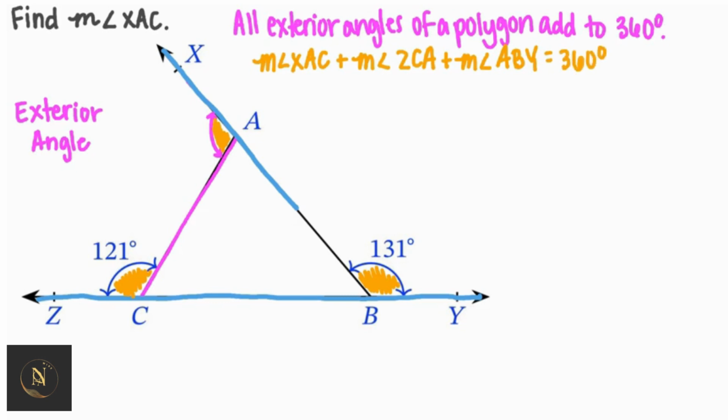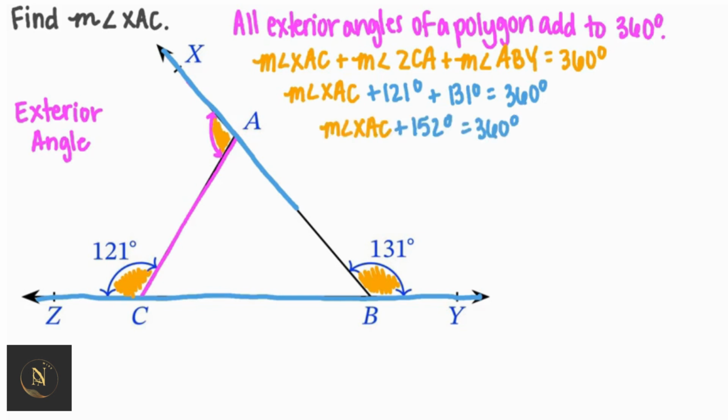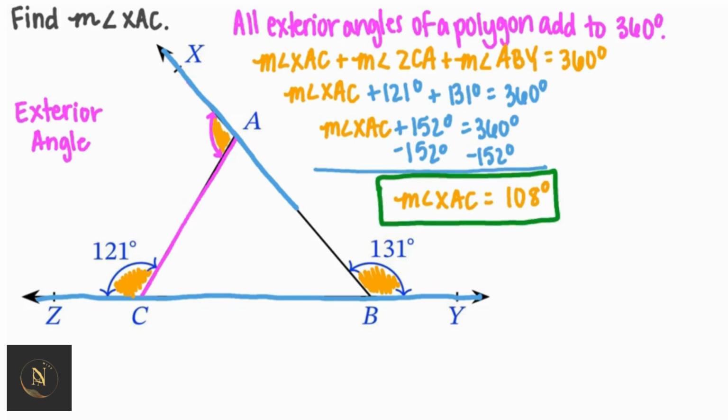degrees. Now we know two of these angle measures, so plugging them in we can solve. So 121 plus 131 is equal to 252 degrees. So to solve for our angle, the measure of angle XAC, we need to subtract 252 degrees from both sides of the equation, resulting in 108 degrees.